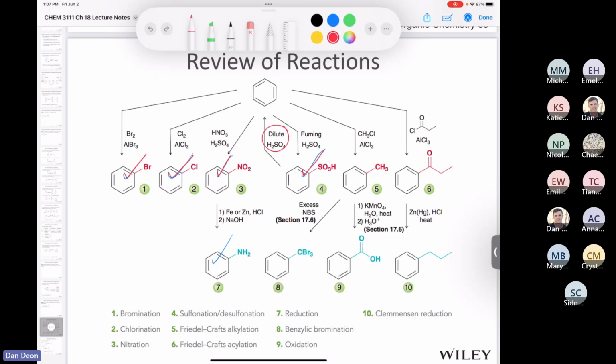What else did we talk about? We've talked about benzylic bromination. That would be this reaction down here. If you have a benzylic proton, you treat that with NBS. You can replace one of those protons with a bromine. And what they're showing you here is if you use excess NBS, you can replace every benzylic proton with a bromine. And then we also covered the reduction of a nitro group using zinc and HCl or iron and HCl, followed up by sodium hydroxide to make an aniline derivative.